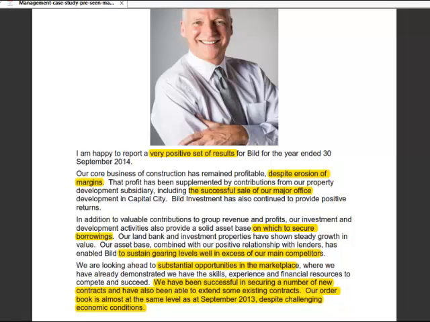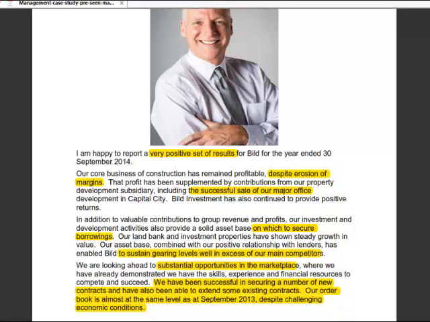We're looking ahead to substantial opportunities. Well, we'd always expect somebody to say that. Our order book is almost at the same level as September 2013, despite challenging economic conditions. So we've got a report here that's perhaps putting a positive spin on something that perhaps ought to be more reasoned. It looks to me like the company's running out of money.